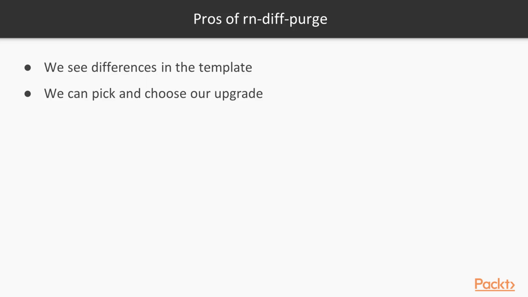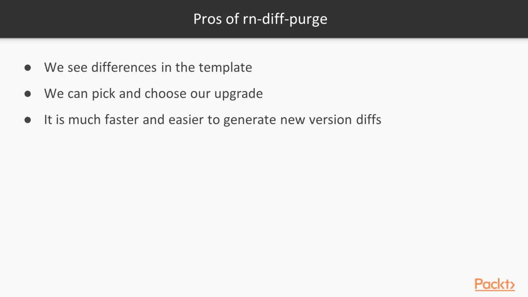Because of the way rn-diff-purge works, basically throwing away the old version and generating a new one, it will always give us a new clean diff. It is much easier and faster to generate those new diffs that we can just check afterwards and apply to our projects.